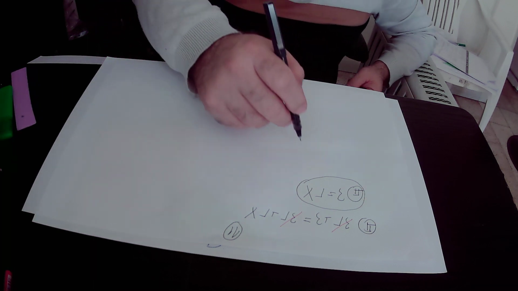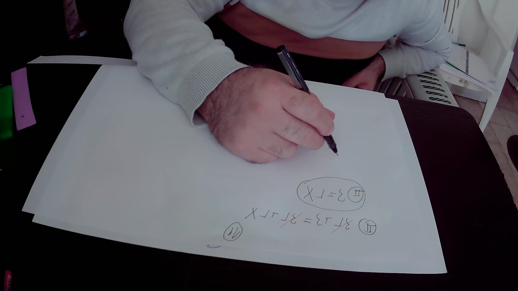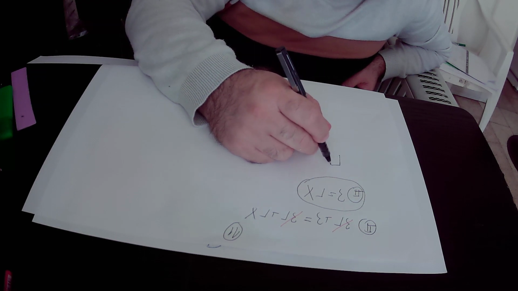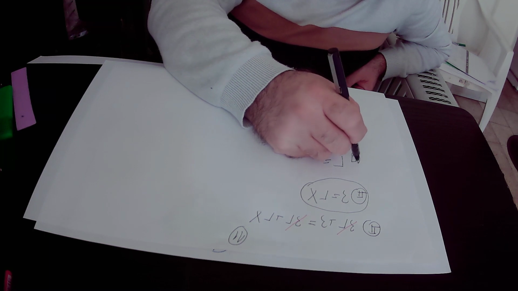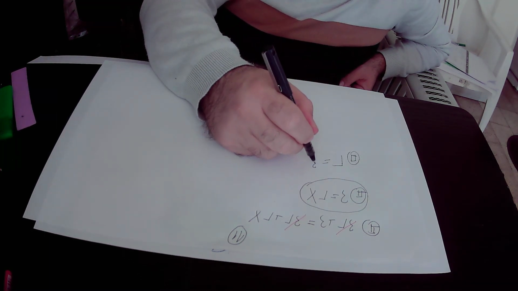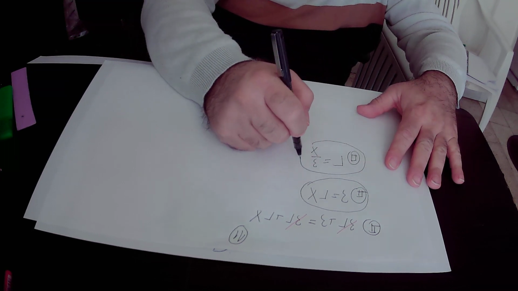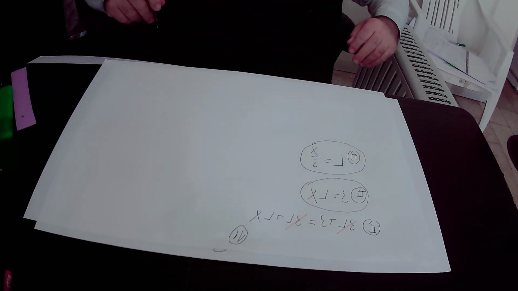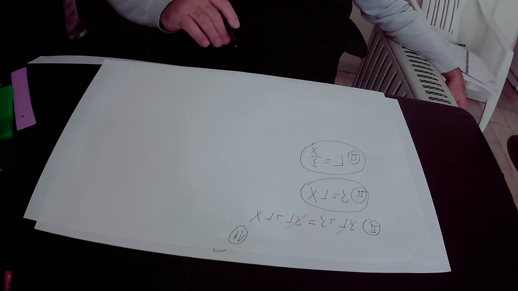So we divide the equation by x, and we will get that R equals 3 over x. So we found out that the radius of the red semicircle equals 3 over x. The only thing that is left is to find the value of x.